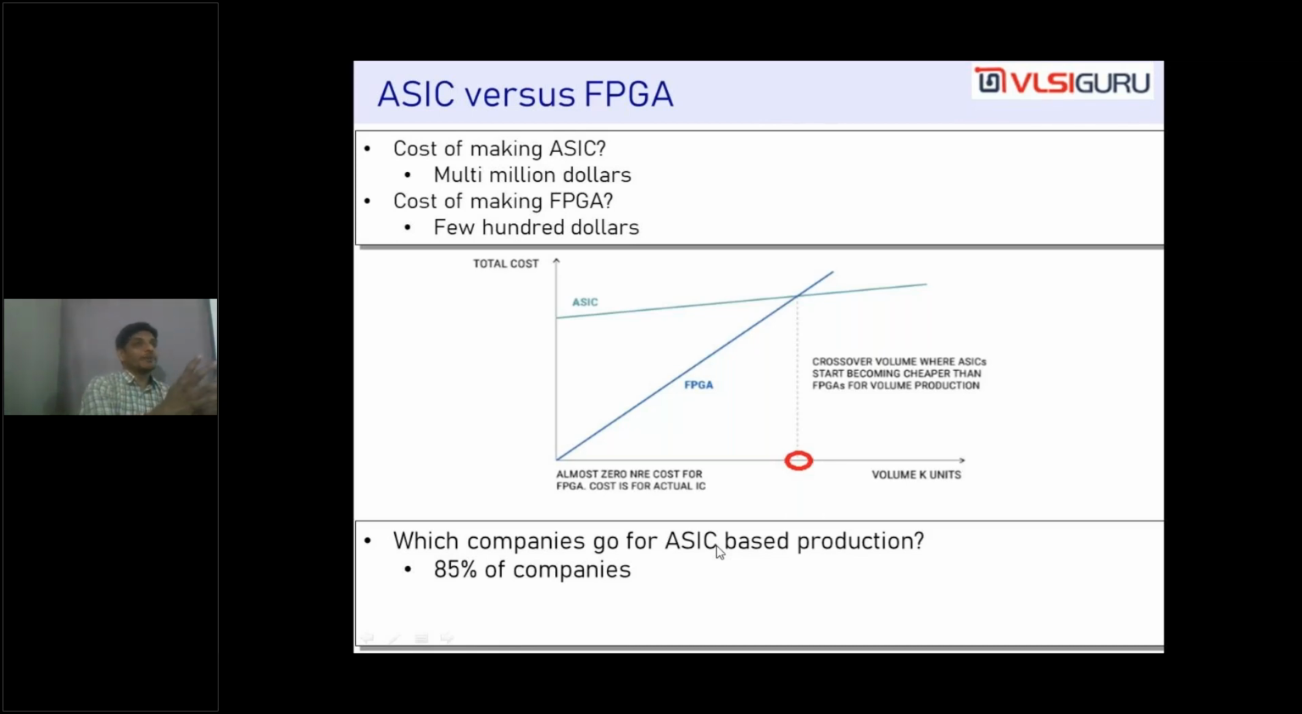Had they been making a million of these chips, a million missiles, they would have definitely gone for ASIC. Okay. So because of that, you see a lot of the things we use in today's world are bulk, mass-produced ones.